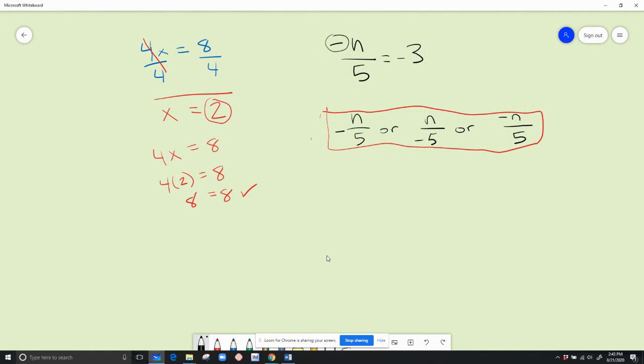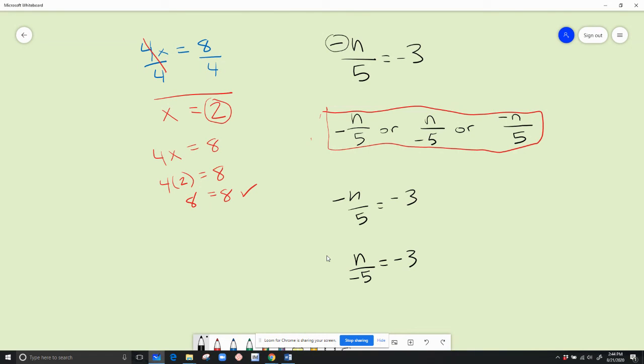So with that being said, let's just go ahead and rewrite the problem. Negative n divided by 5 equals negative 3. I want to change it to make the 5 negative, so I can get rid of it and I have an n that's all positive. So we're going to rewrite this as n divided by negative 5 equals negative 3. And now we're good to go.